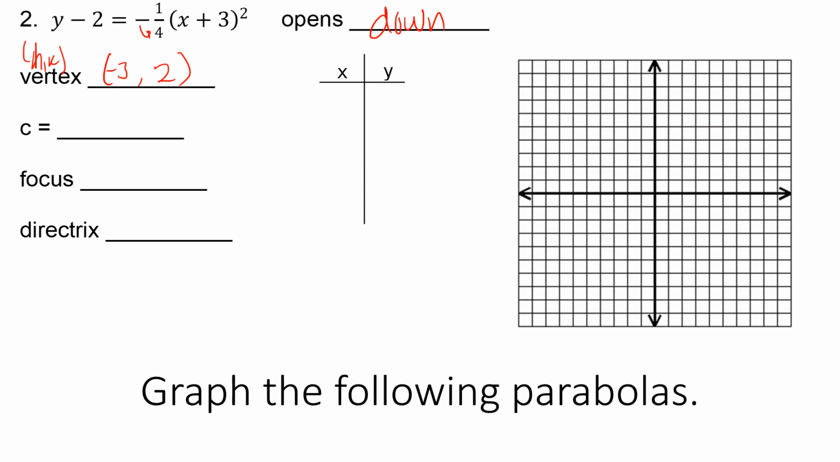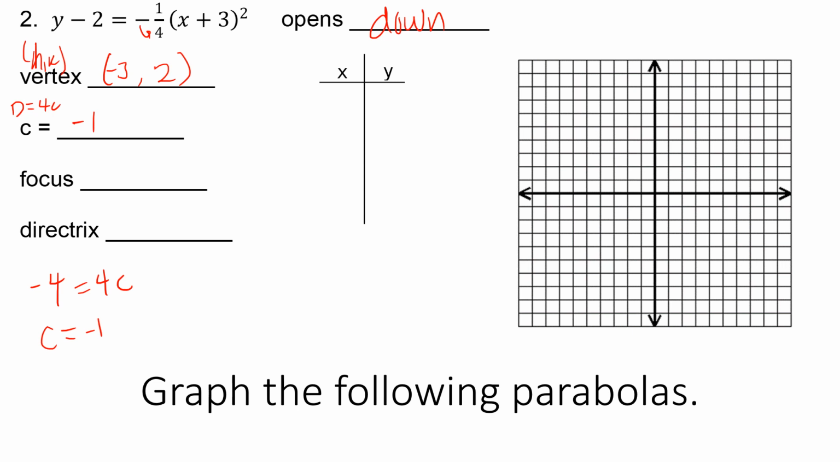C, so we talked about c. C comes from your denominator set equal to 4 times c. So our denominator is negative 4. So negative 4 equals 4 times c. So c equals negative 1, right? So we end up with c equals negative 1.